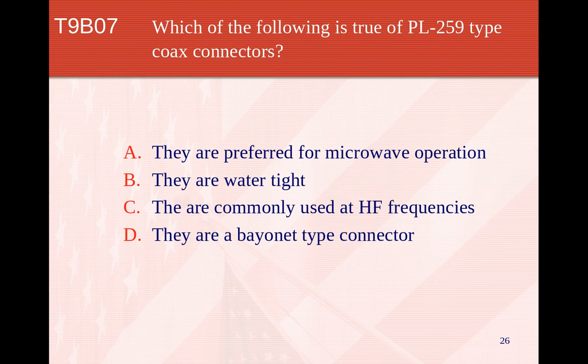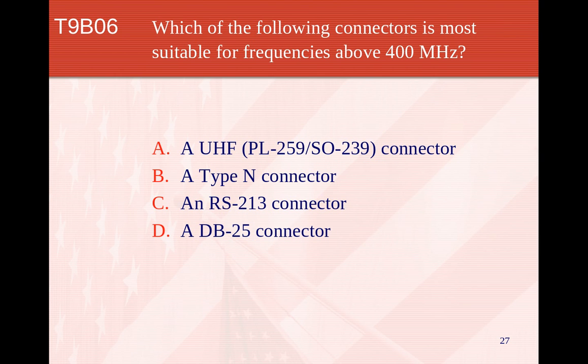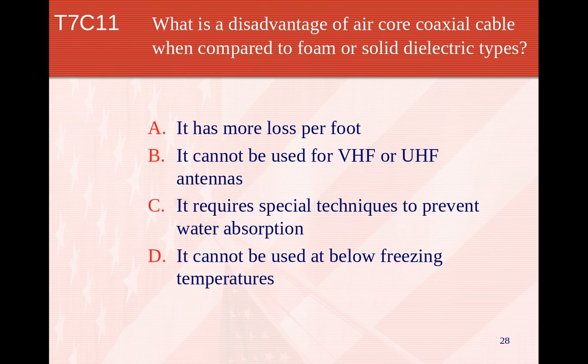Which of the following is true of a PL259 type coax connector? They're commonly used at HF frequencies. Anything up to 200 megahertz, PL259 is good up to. Anything beyond that, you need to use an N. Which of the following connectors is most suitable for frequencies above 400 megahertz? The type N connector. What is the disadvantage of air core coaxial cable when compared to foam or solid dielectric types? It requires special techniques to prevent water absorption.